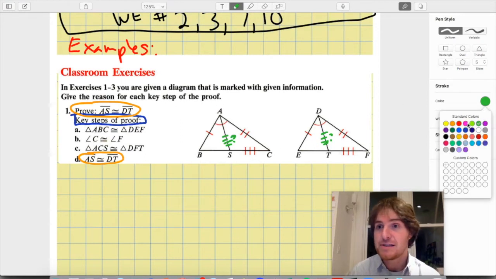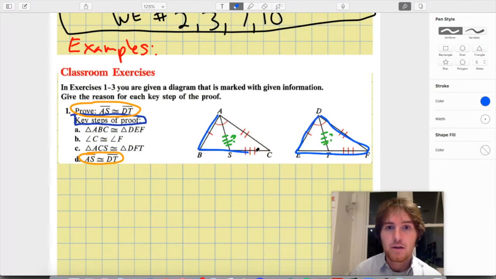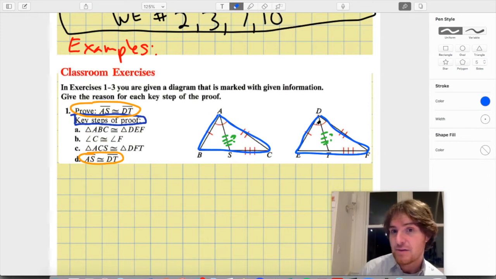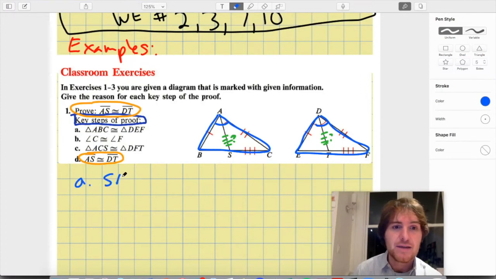Okay, maybe we'll do this in blue. I know a lot of colors can get overwhelming, but right here, I have S, S, S, S. Is this SSS? No, we don't know ET, we don't know BS. It's SAS. Look, they're giving us that angle BAC is congruent to angle EDF, right? This is what this marking means: this whole angle here is congruent to this whole angle over here. So the reason for this is going to be SAS.